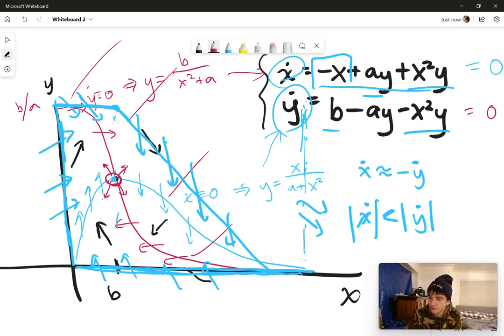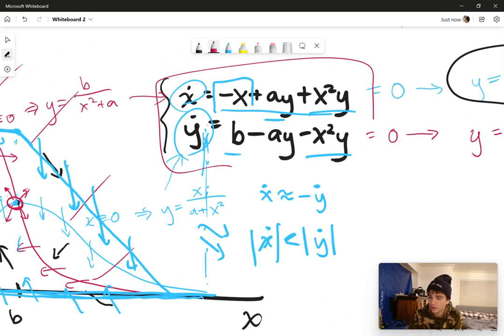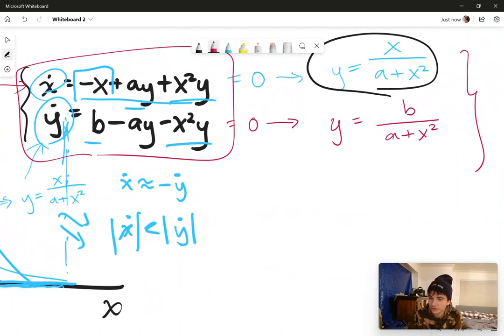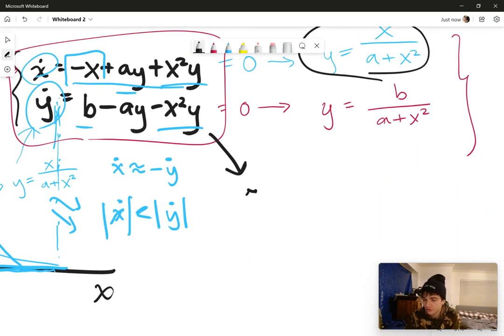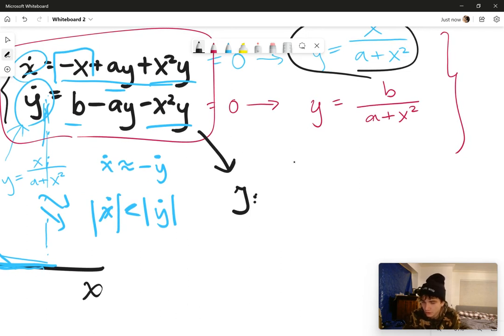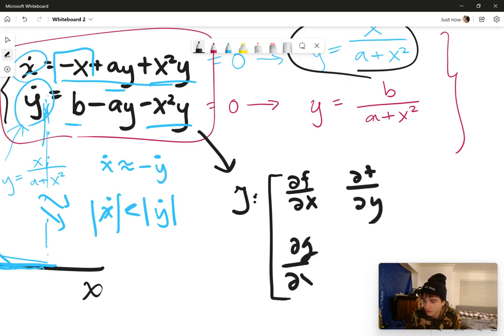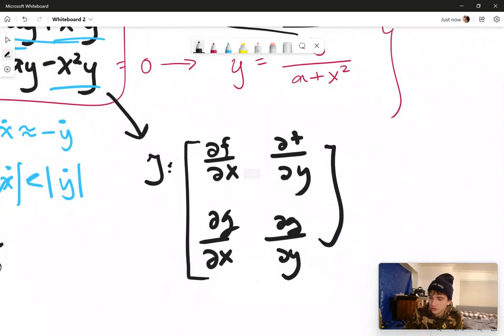To determine the stability of the fixed point, all we need to do is take the Jacobian. If I want to linearize the system, I can see that it's nonlinear and its linear terms are pretty clearly separated already. So if I linearize this system, we're going to have partial f over partial x, partial f over partial y, partial g over partial x, partial g over partial y.